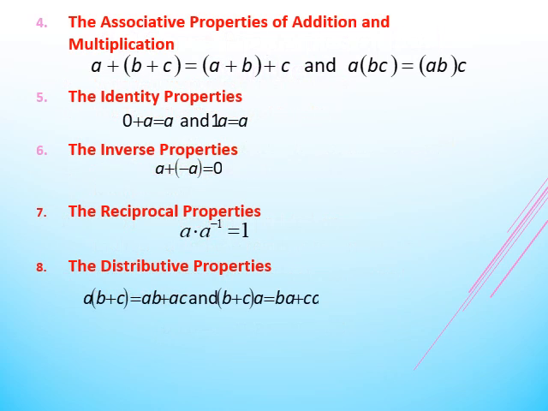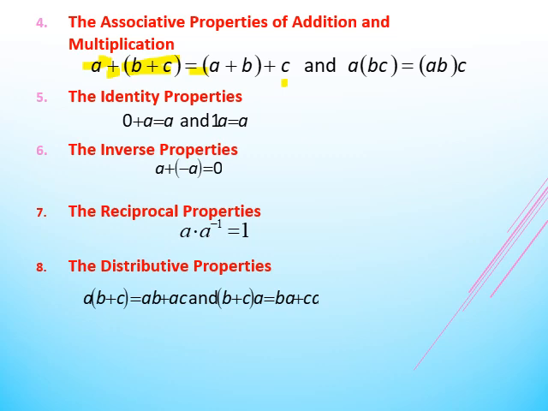The fourth property is the associative property for addition and multiplication. If we have A and add it to two real numbers B and C that have been added to each other, it is equal to A plus B, and the result is then added to C, which is a real number. The right hand side in this case equals the left hand side. The same applies for multiplication, which is A times B times C equals A times B, then times C.